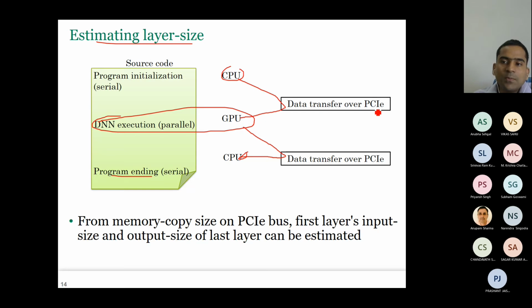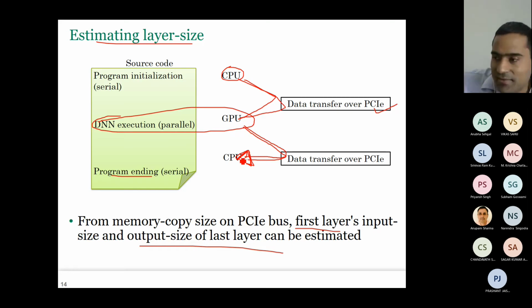Okay. So if we can observe the PCI Express bus, we can find out how much data is getting transferred. From that, we can find out the input size of the first layer and the output size of the last layer. Because the input of the first layer is transferred from CPU to GPU, and the output of the last layer is passed from GPU to CPU. So the output size of the last layer can be estimated from that data transfer size.